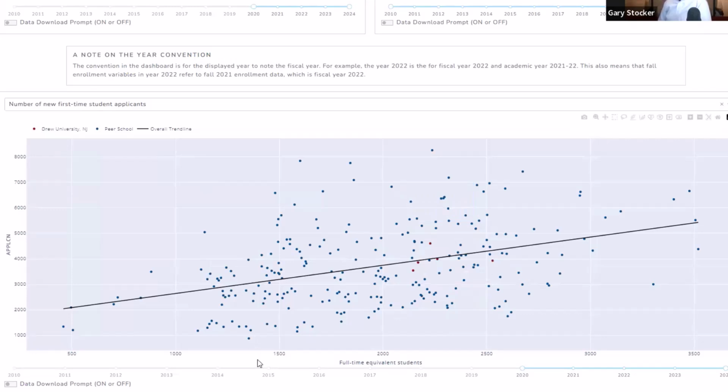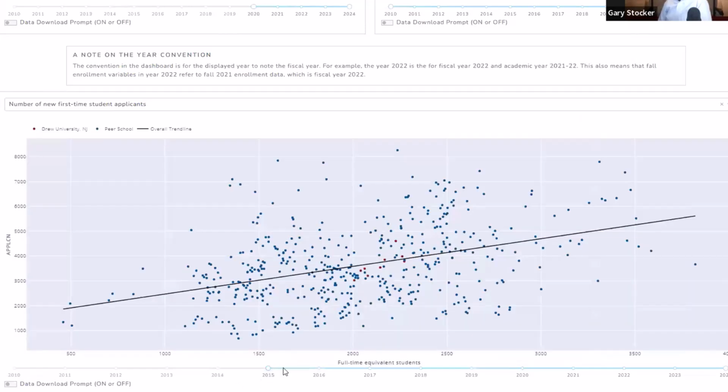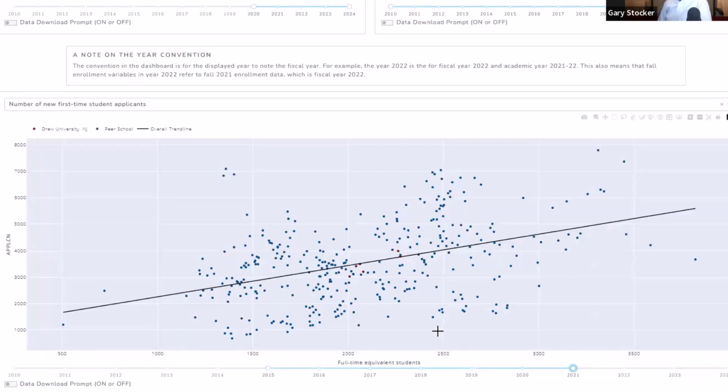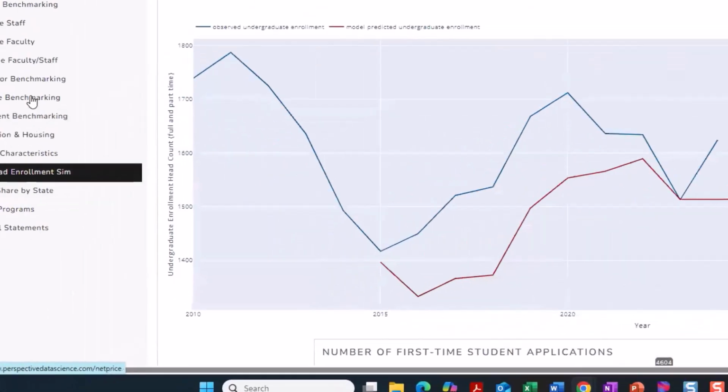And we can point on any of these colleges to see what the number is compared to the peer group for that year. We can also shorten the range. If 2010 is too long, we can shorten it to 2015 to see what that pattern is. If we want to look at post-pandemic, we can also shorten it from that as well. Then let's take a look at the undergrad.